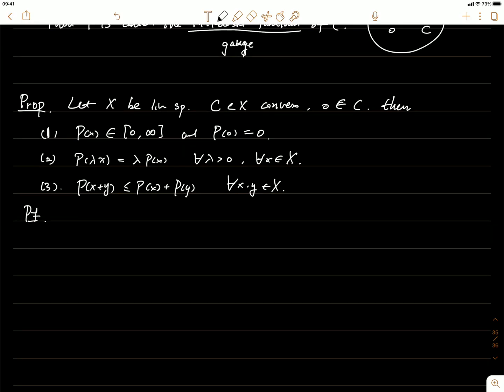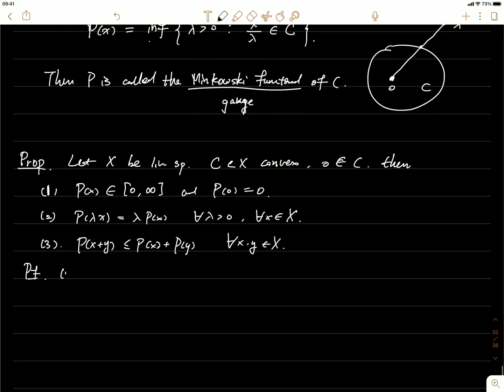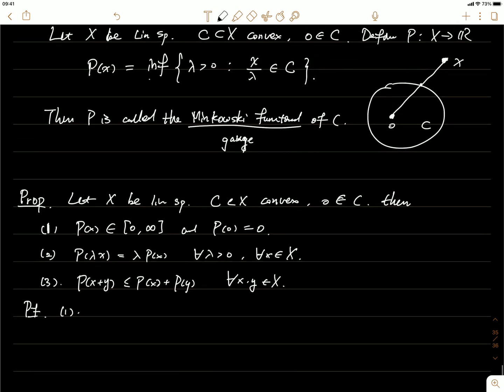Okay, the proof. The first one is obviously true because this is defined as the infimum of non-negative or positive numbers. So this eventually must be greater than or equal to 0.